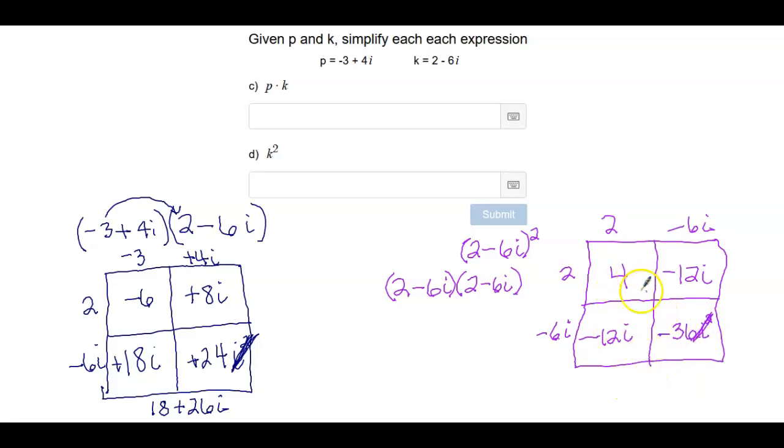And now we just have to combine our like terms. So we're going to add the two real portions together, which would give us -32. And we're going to add the two imaginary portions together, which would be -24i.